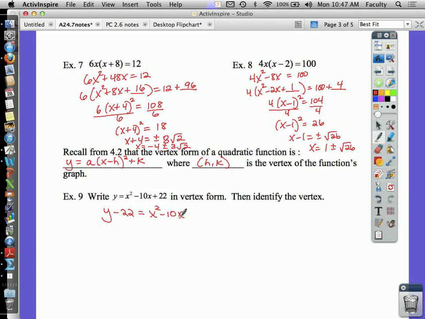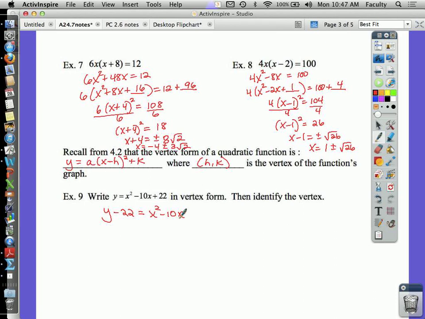And so you're going to go through the same steps. You need to get the x squared and the x together, so you subtract 22 from both sides of the equation. So y minus 22 equals x squared minus 10x. Now, there's a 1 in front of x squared, so that's good. I don't need to worry about that.